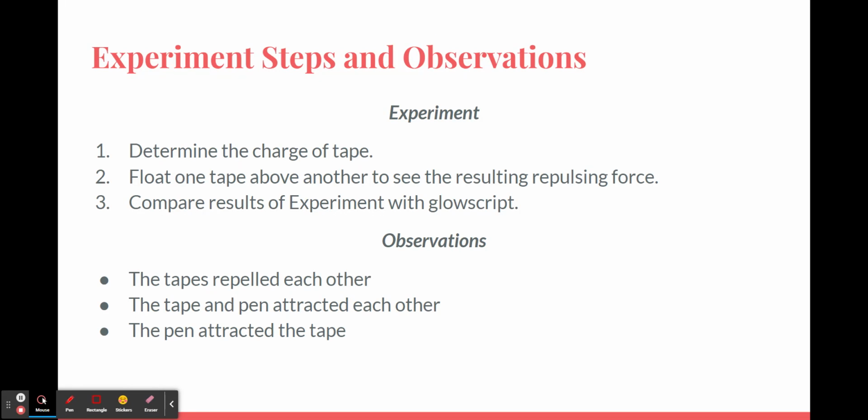The steps of the experiment were to determine the charge of one tape and float one tape above another to see which had a resulting repulsive force. From this experiment, my group was able to observe that tapes 1 and 2 repelled each other, the tape and pen attracted each other, and the pen attracted the tape, which means that the tapes were the same charge, and the tape and the pen were different charges.